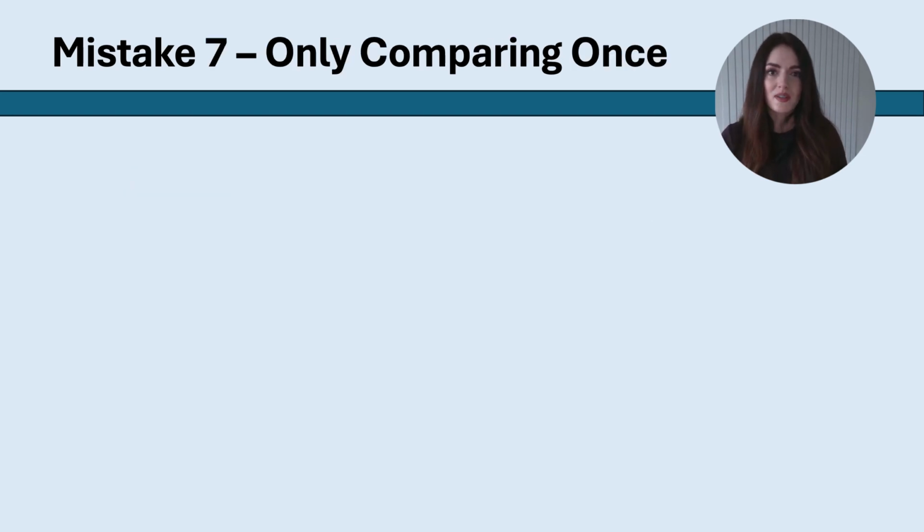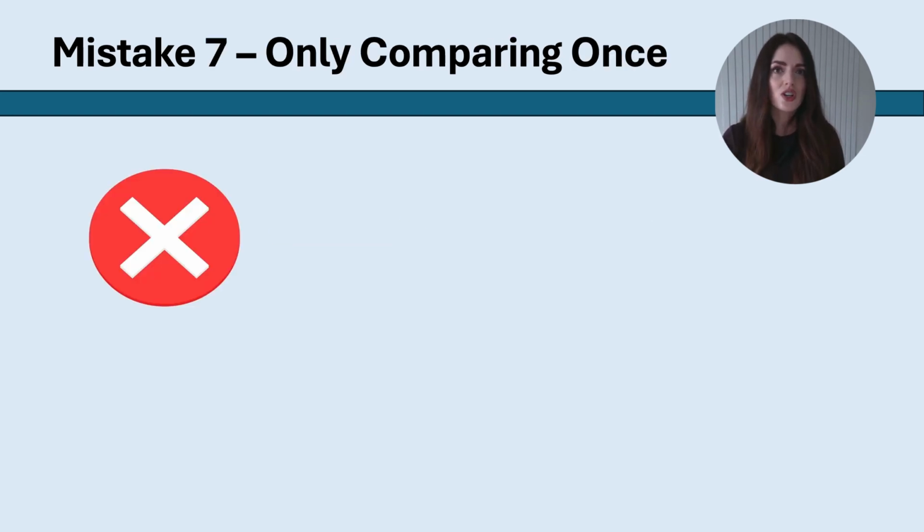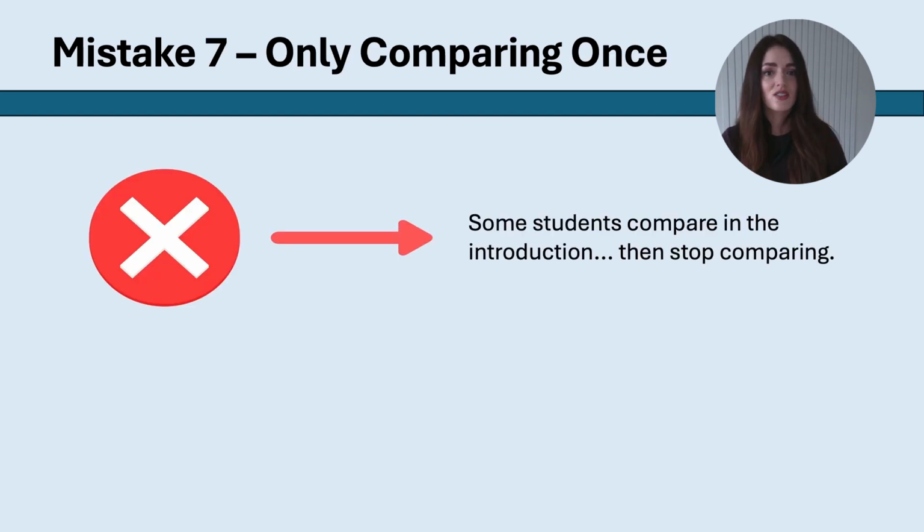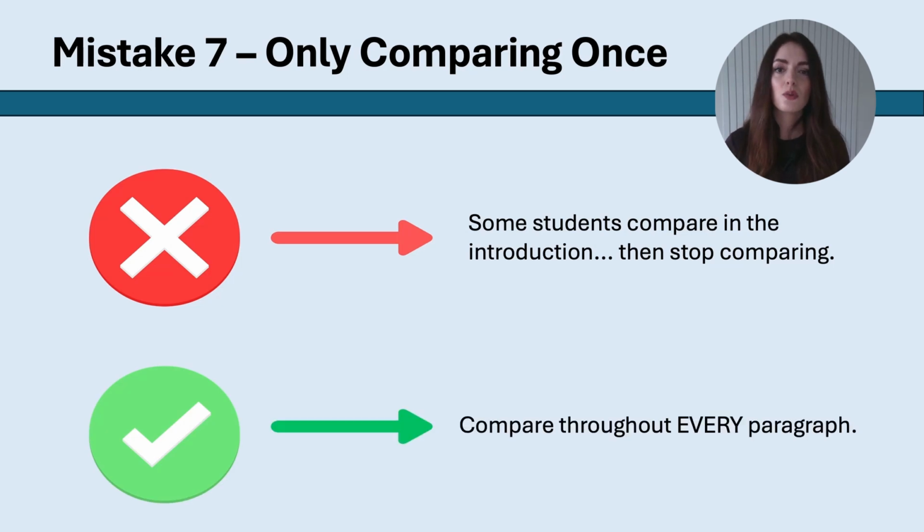Okay, that brings us on to mistake number 7, where some students just compare in the introduction, then stop comparing completely. And this happens a lot, actually. What students need to remember to do is to think that through every paragraph that they are writing, they need to be thinking about the other source. They need to be making comparative links.